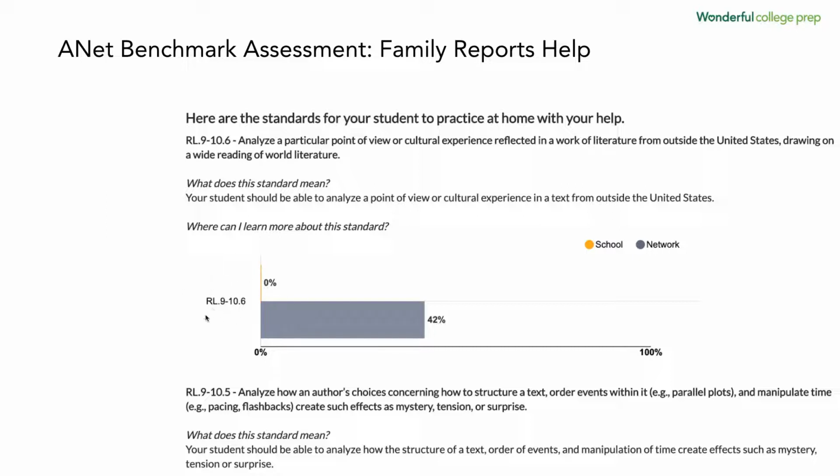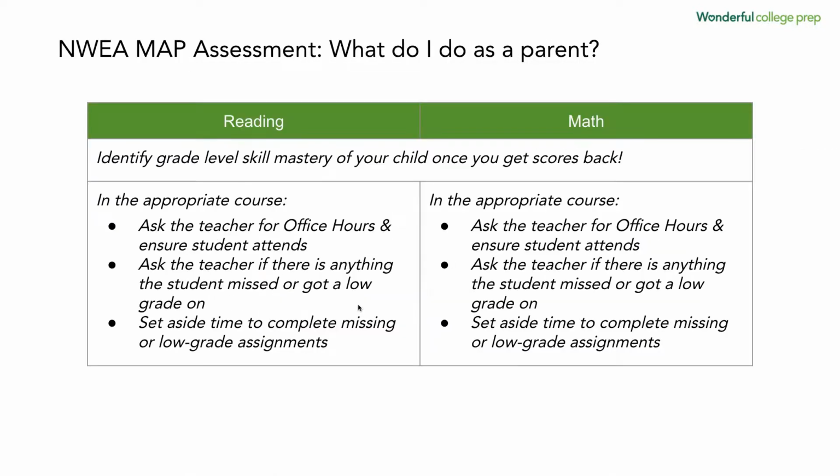So for this one, this standard right here, and it tells you what the standard is down here. It says that the average network gets about 42% correct out of the 100% available, but this student got a 0%. So what do I need to do as a parent? First, ask the teacher for office hours and ensure that the student is attending. We often offer those before school starts in the morning. Some teachers have them throughout the day, as well as Friday mornings are a great place for those to take place. Ask the teacher if there's anything the student missed that they can make up. Ask the teacher if there's anything that they got a low grade on that they could redo. And that will help them work on those grade level standards as well.